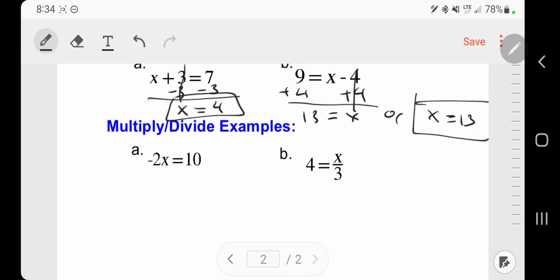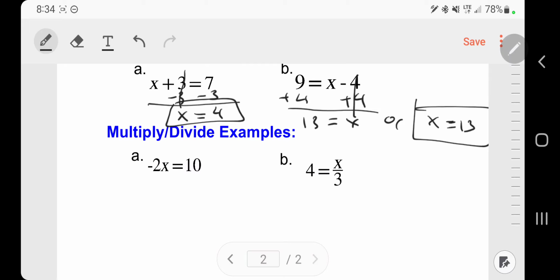Okay, moving on to the bottom. We now have multiplication and division examples. Our first one here is negative 2x equals 10. When we have a negative 2x or a coefficient attached to a variable without any sign in the middle, we assume that it's multiplication. So in this case, if I want to cancel out this negative 2 here, what I'm going to do is I'm going to divide by that same number, negative 2.